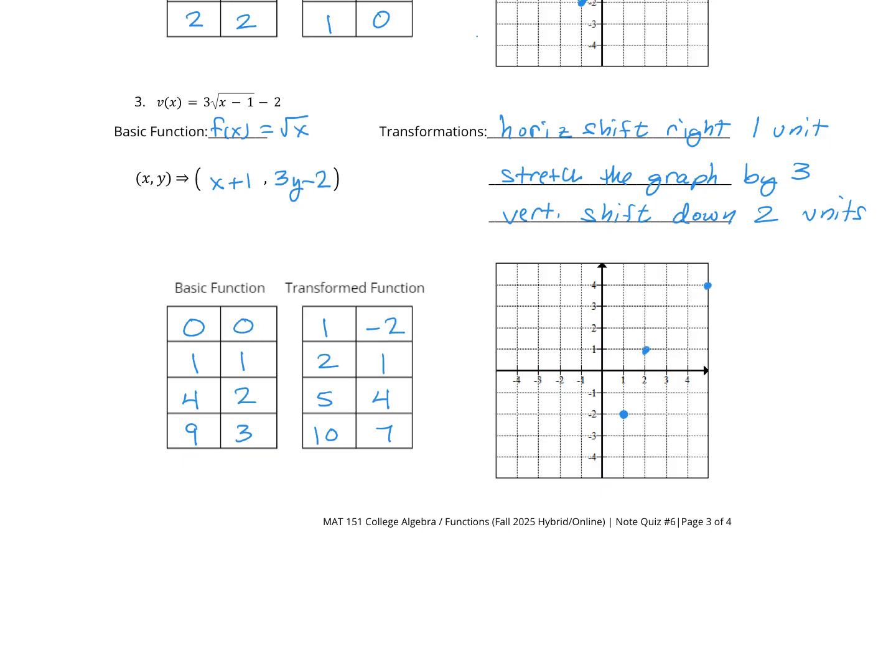Remember, it's a square root graph. So it's going to look like half of a parabola going upwards towards the right. And that is the graph of our transformed function.